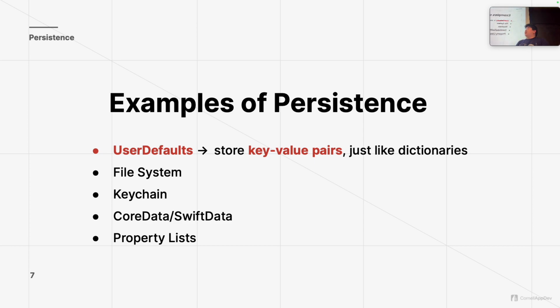Okay, so there are a lot of different examples of persistence that you can implement in your iOS applications. There's file system, user defaults, keychain, Core Data, as well as Swift Data and property lists. Just for today, we're going to be going over one of the simpler ones called user defaults. And if you're familiar with dictionaries in Swift, this is exactly what user defaults are. You can think of them as a dictionary that represents your disk storage and allows you to store data in key-value pairs on your local disk.